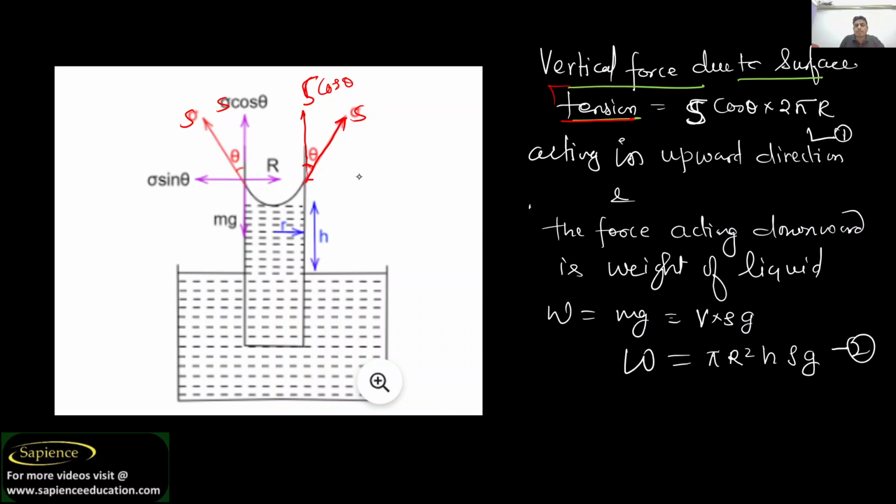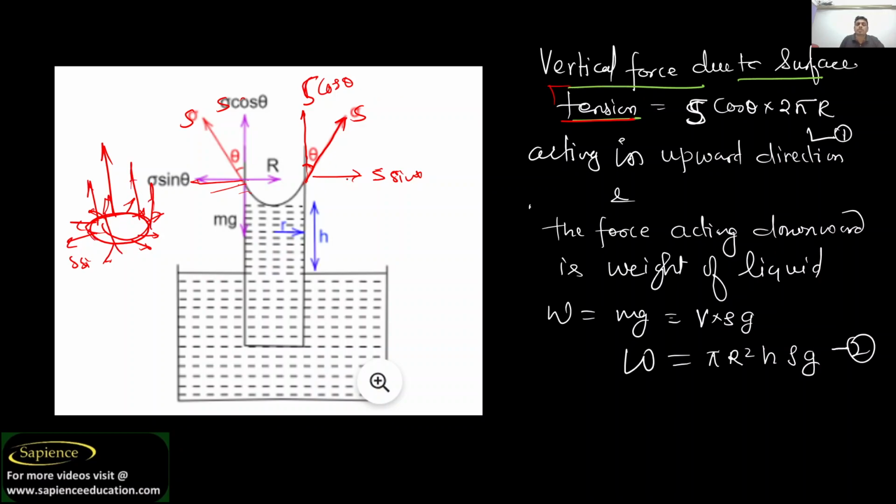At the same time there will be an S sin theta. On every side there will be an S sin theta, and on the opposite side there is an equal and opposite one. So all the S sin theta components will cancel each other out. So you will get an upward S cos theta.